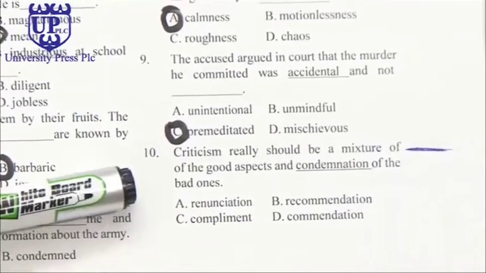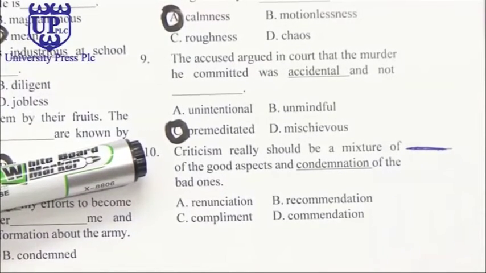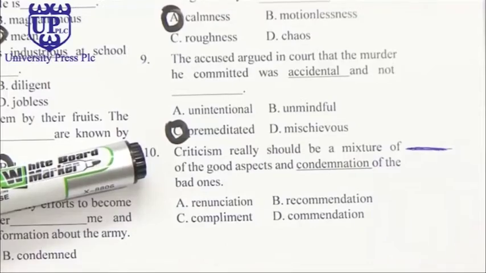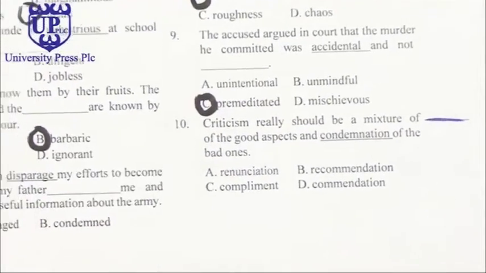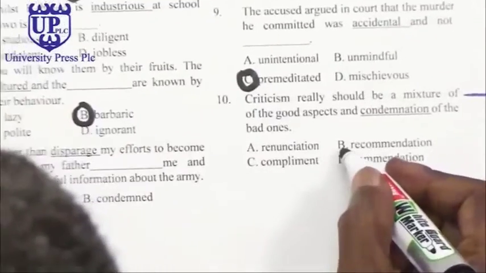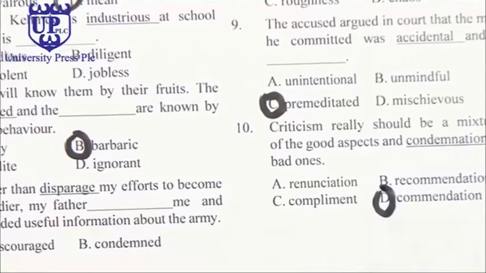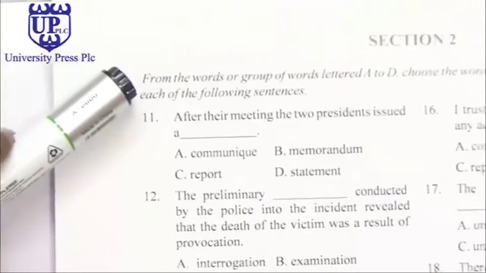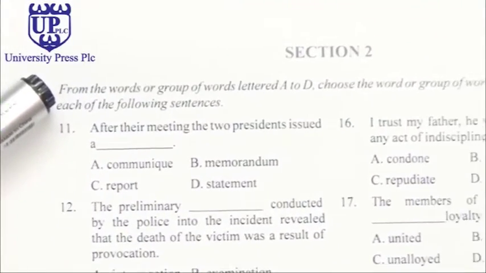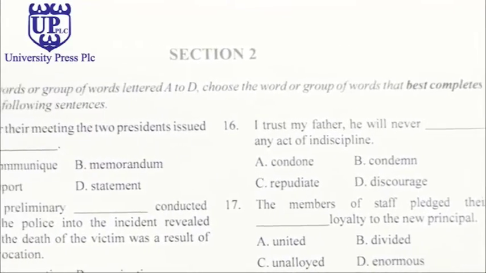Number 10, criticism really should be a mixture of commendation of the good aspect and condemnation of the bad aspect. Condemnation, which one is the opposite of condemnation now? It will be commendation, which is D. Commendation. Condemnation, commendation. Let's look at the next one. Let's complete. From the words or group of words lettered A to D, choose the word or group of words that best complete each of the following sentences.